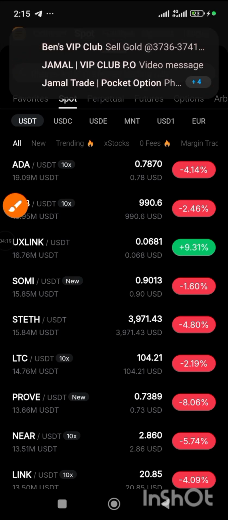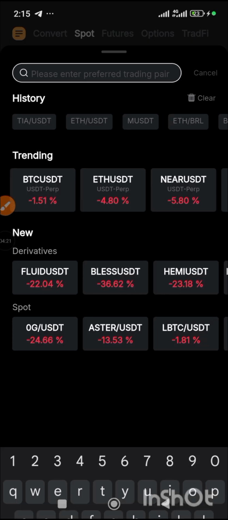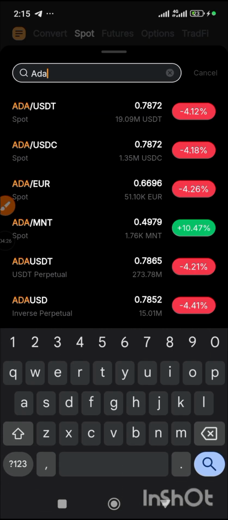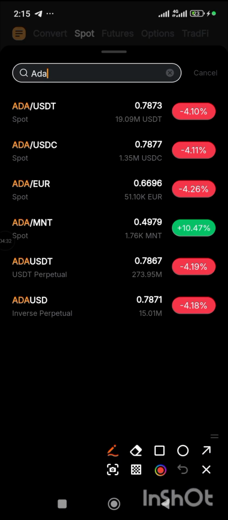Okay, so this is the space. I'm going to type ADA. That is Ada. Now I have a whole lot of ADA, but because I'm trading with USDT, remember what I bought was USDT and not USDC.